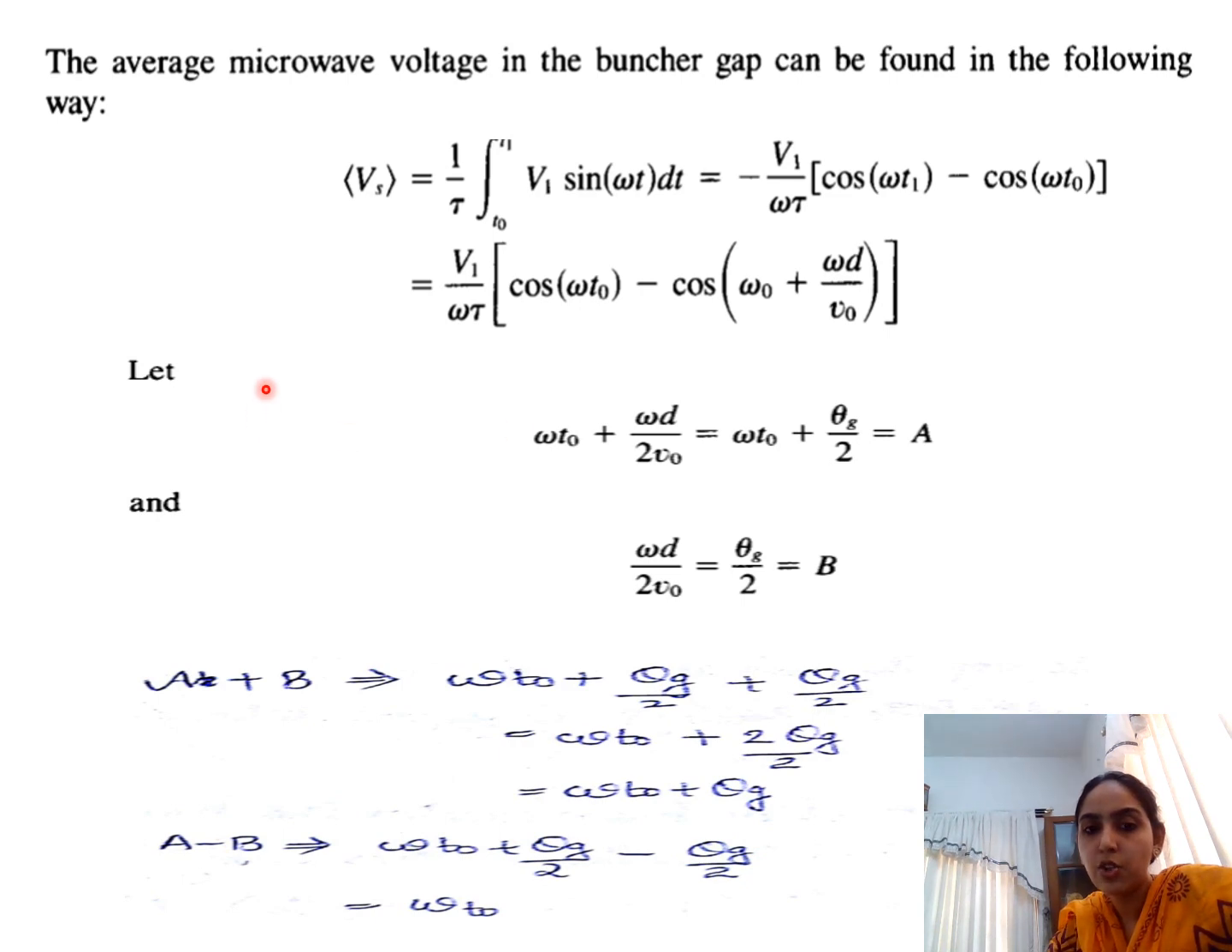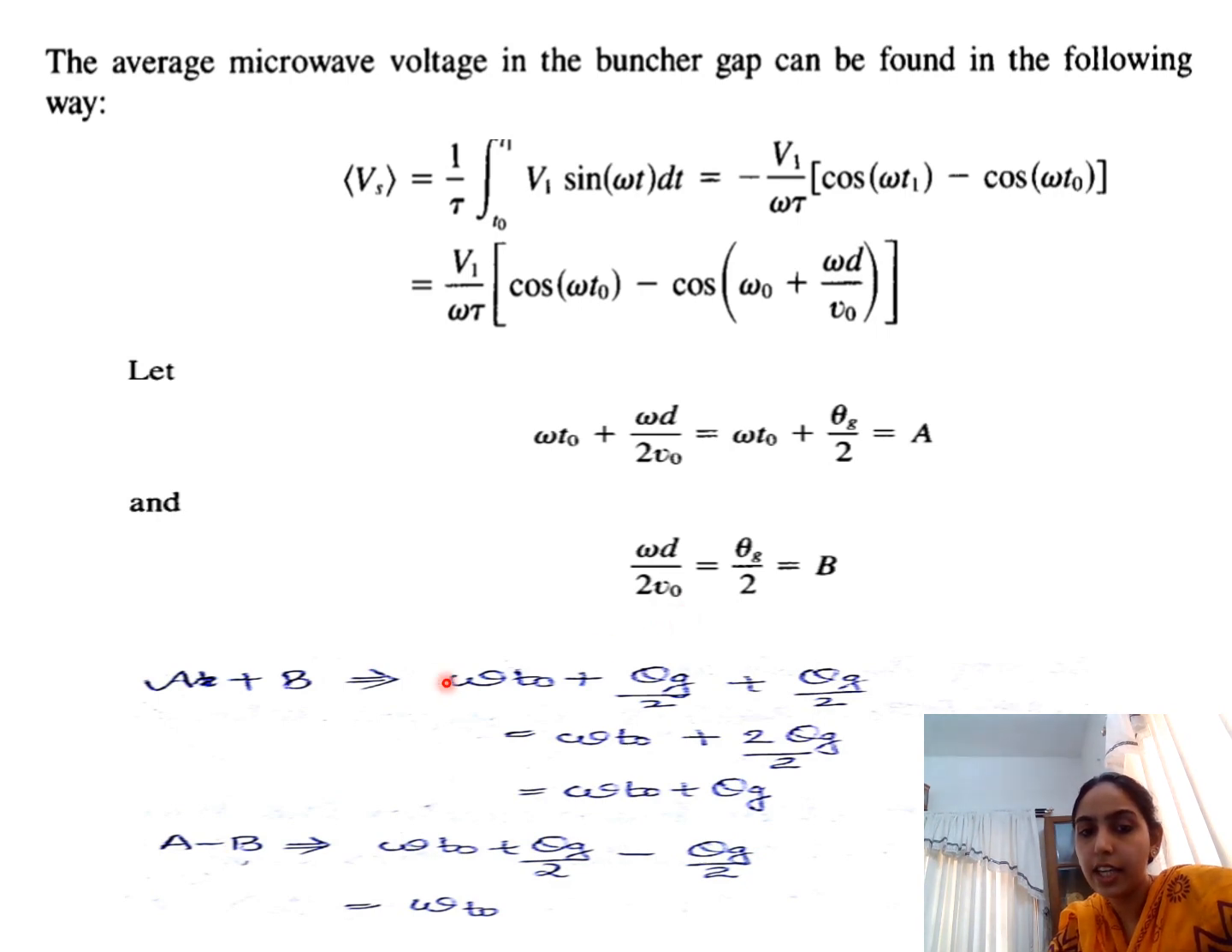Now we are assuming let this term, omega t0 plus omega d by 2 v naught, be equal to a. That is, omega t naught plus theta g by 2. Okay, theta g is omega d by v naught. So let omega t0 plus theta g by 2 equal a, and let b be equal to theta g by 2. That is omega d by 2 v naught.